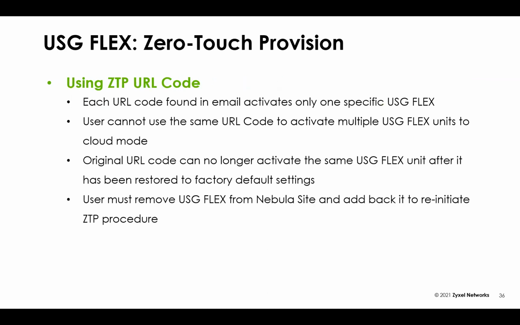Now, if you're using the ZTP URL code, be aware that that code is specific to that particular device. So hidden within that URL code has the MAC address of the device that you're trying to register it to. So you can't use the same activation code link on multiple devices. It can only be run on the device where the URL code was generated for.